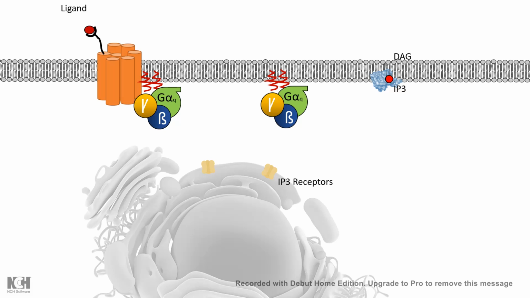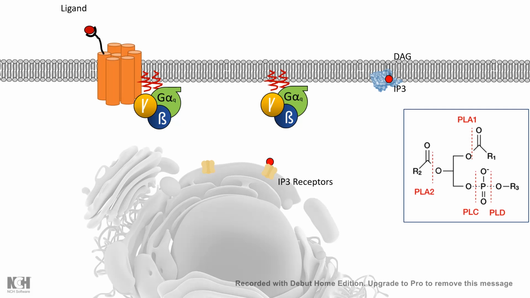Now, this IP3, which is produced, is going to move towards the cytoplasm and diffuse in the cytoplasm. After that, it binds to the specific IP3 receptors on the endoplasmic reticulum. And once IP3 binds to the endoplasmic reticulum, it allows a specific outflux of calcium into the cytosol.